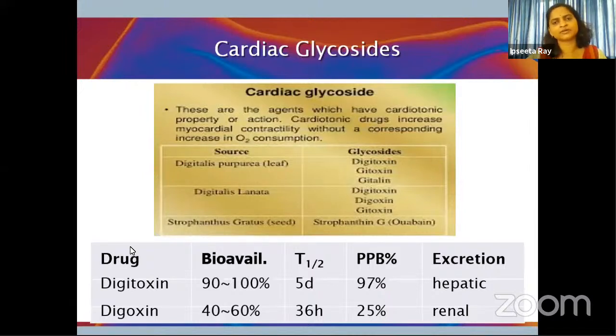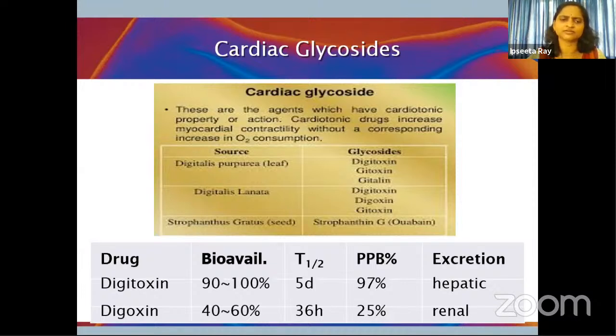Now we will discuss the cardiac glycosides. These are basically glycosides which are obtained from a plant source. Examples of cardiac glycosides are digitalis, digoxin. These have an important property that they increase the myocardial contractility without increasing the oxygen consumption. That's the important property of the cardiac glycosides, because of which they are widely used for the treatment of congestive cardiac failure.